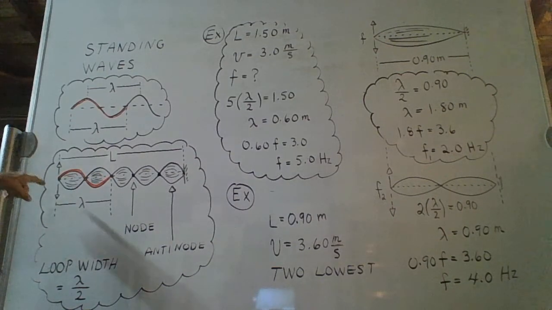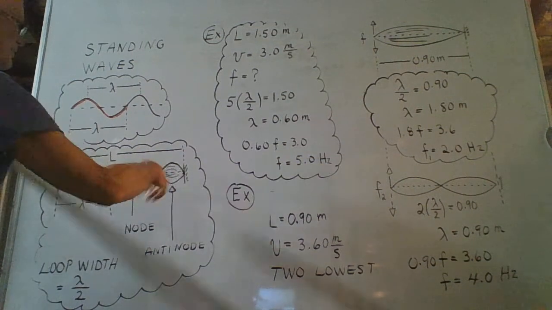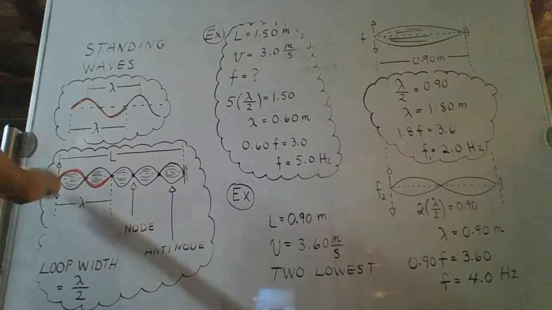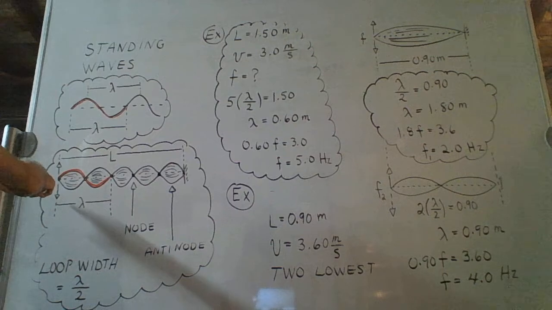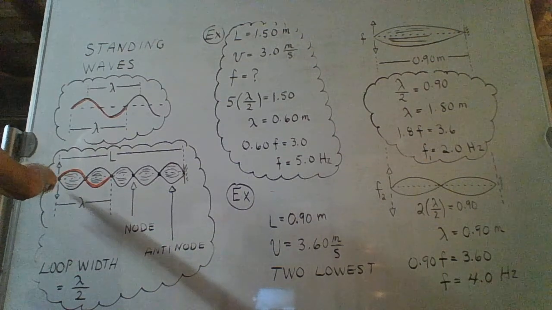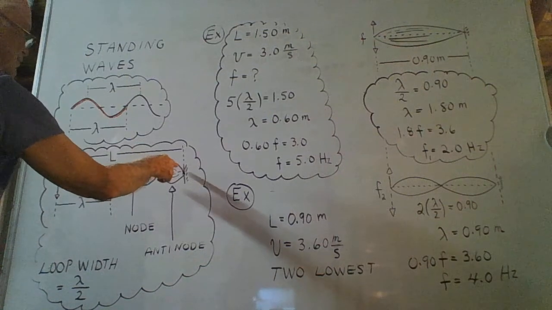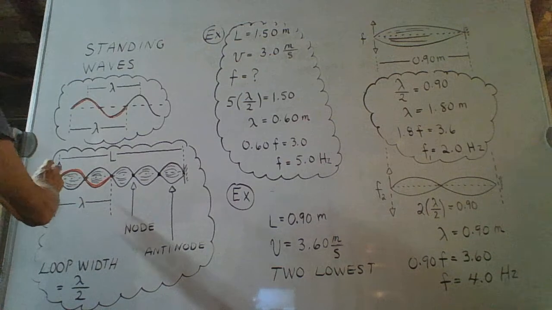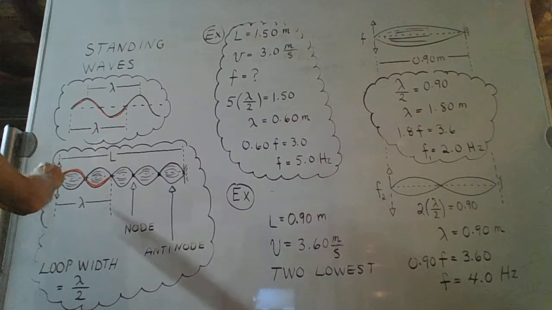What I show here is a string aligned there, tied at one end at a wall. The other end is being oscillated at a certain frequency. At this particular frequency, what happens is that the wave traveling to the right reflects in such a way that there's what we call constructive interference, that the peaks overlap and the valleys overlap.